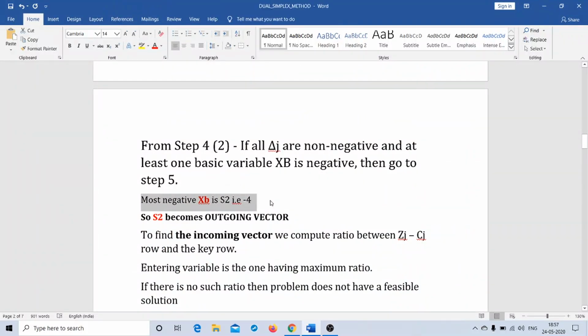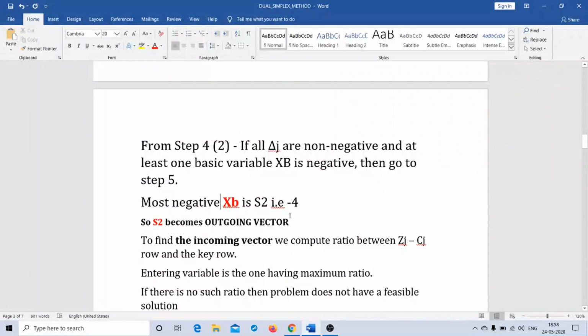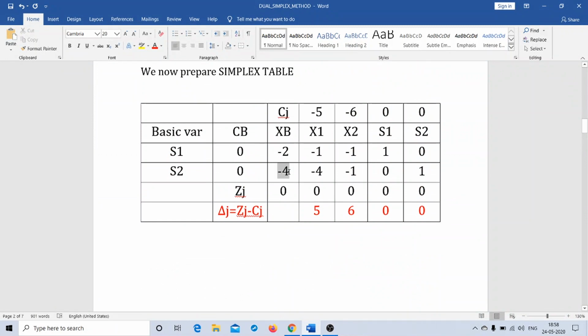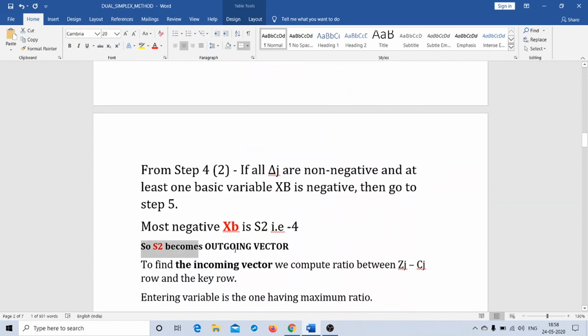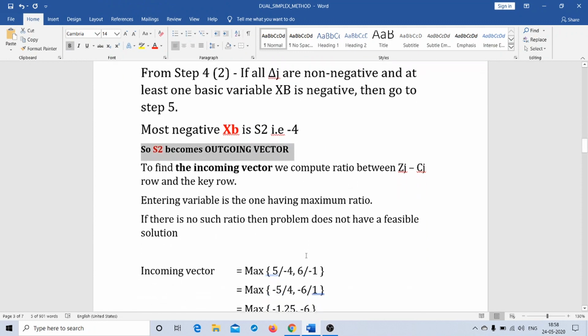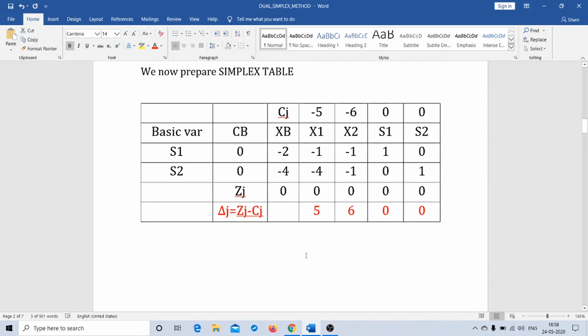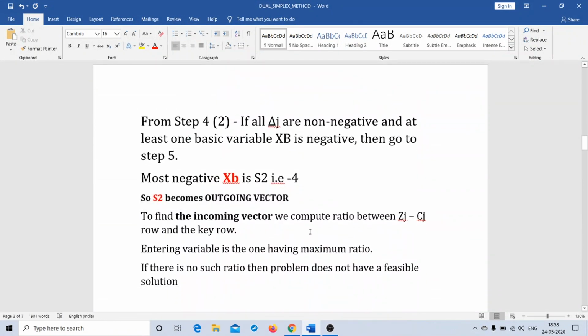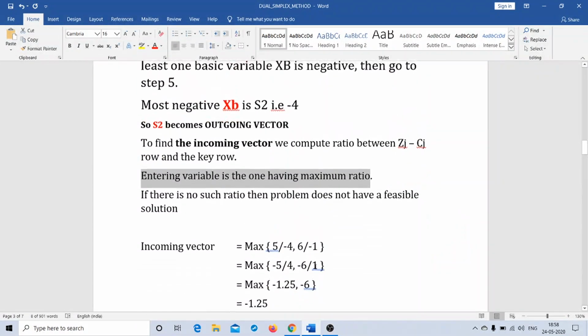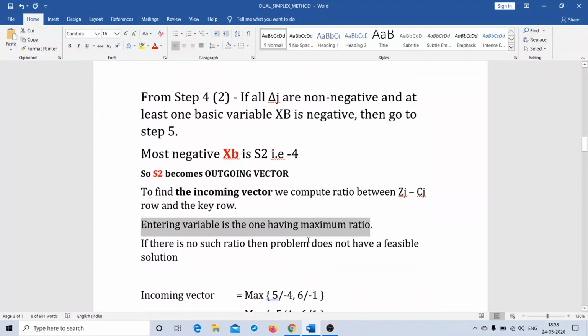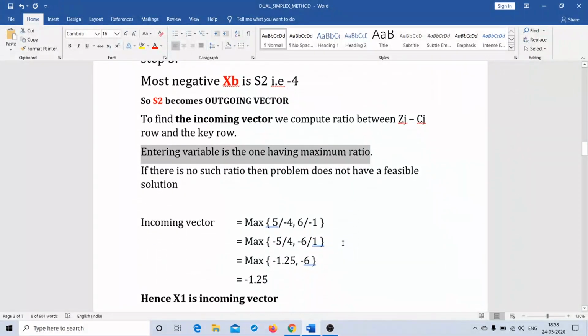What we do in step 5 of the algorithm is find the most negative value of xb. What is the most negative value of xb? This one, -4, right? -4 is the most negative value of xb, which corresponds to basic variable s2. And hence we conclude that s2 becomes the outgoing vector. Then, to find the incoming vector, we compute the ratio between the zj minus cj row and the key row, and the entering variable is the one having the maximum ratio. Unlike the minimum ratio in the earlier case, we have a maximum ratio in this case, right?